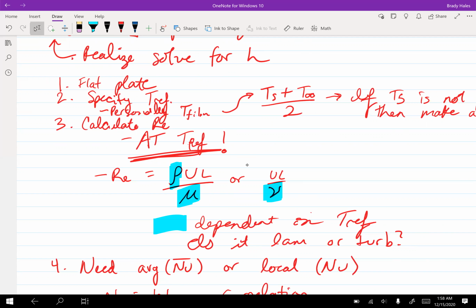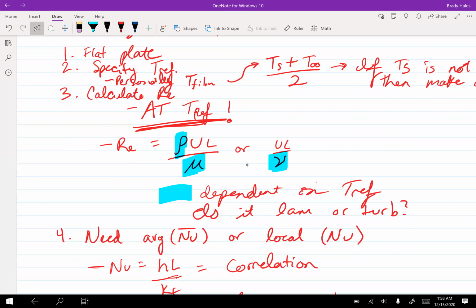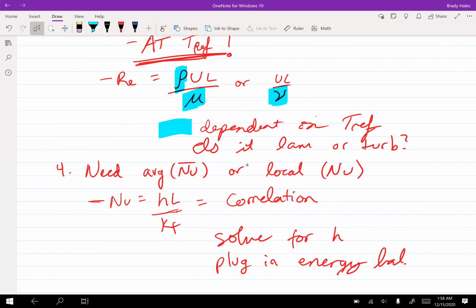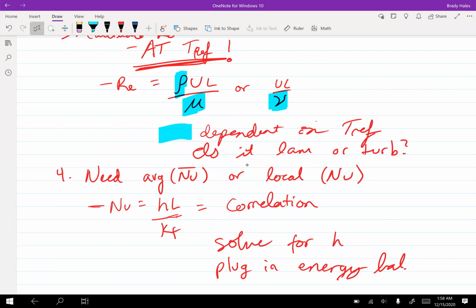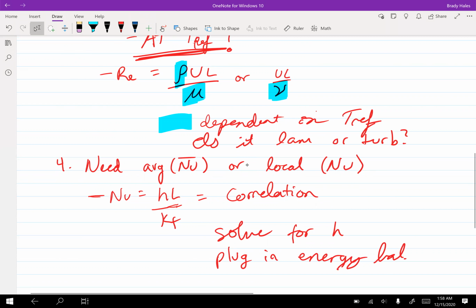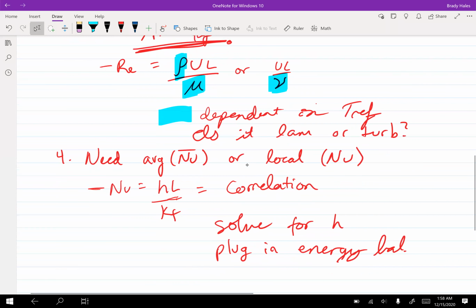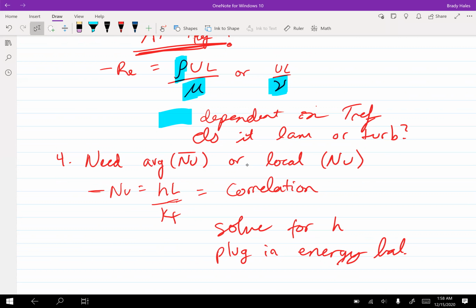If I get to the correlation, then I realize I actually need to use T infinity, then I end up switching. It won't change, and then it'll end up converging in the end, right? But because T film is more common, I almost always use T film. Calculate the Reynolds number, and like I said, this underlined part, at the reference temperature, because everything that was highlighted in blue is dependent on the film temperature. Okay, and those are things that you look up in the back of the book, or you use CoolProp or the thermophysical properties calculator. Okay, and then this tells you if it's laminar or turbulent, right?